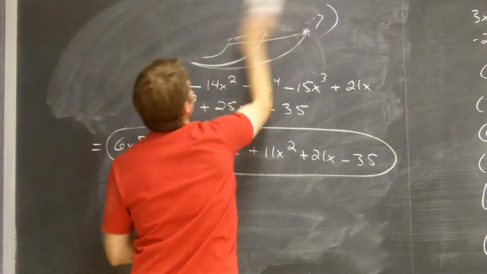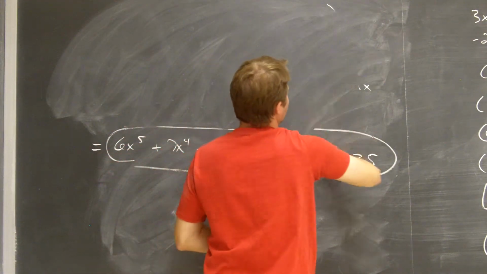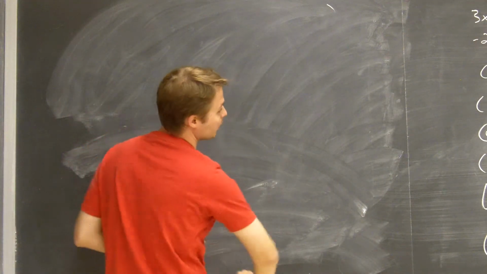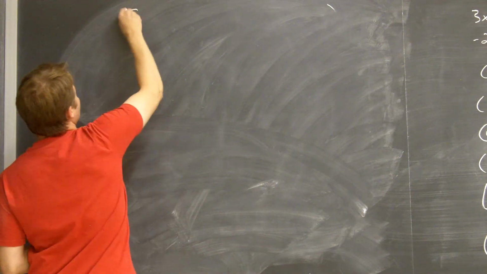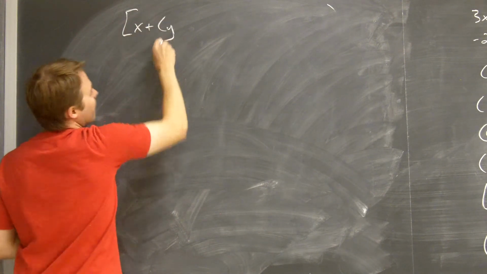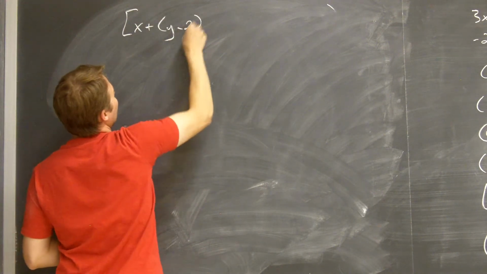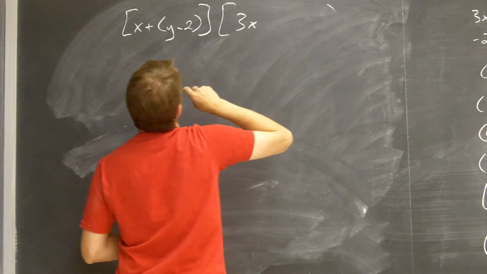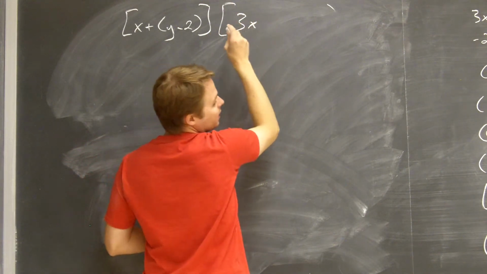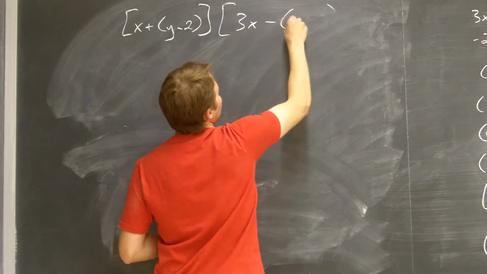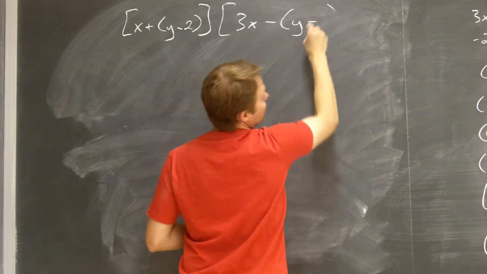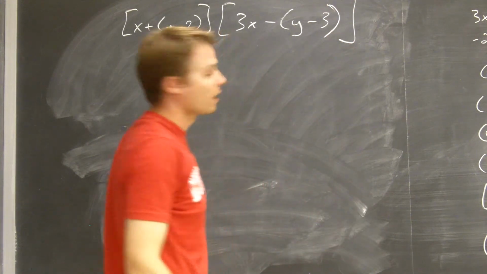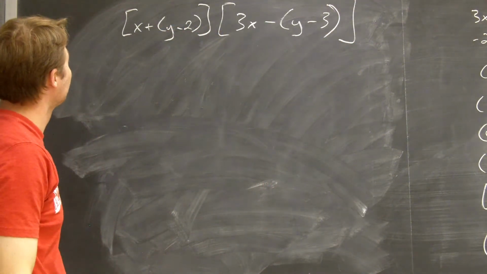Now the interesting thing about the FOIL process is that we can use this with some multiplications where it doesn't look like we should be able to use FOIL. So for example, something like this: x plus y minus 2 in parentheses times 3x minus y minus 3 in parentheses. Now there's a few ways you can do this problem.